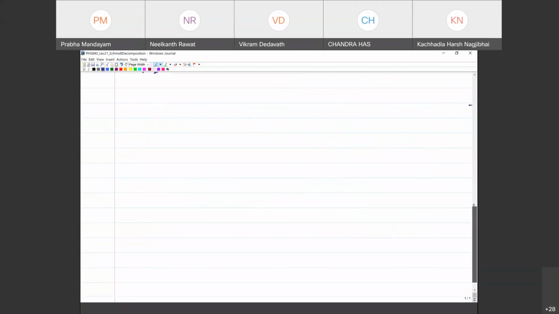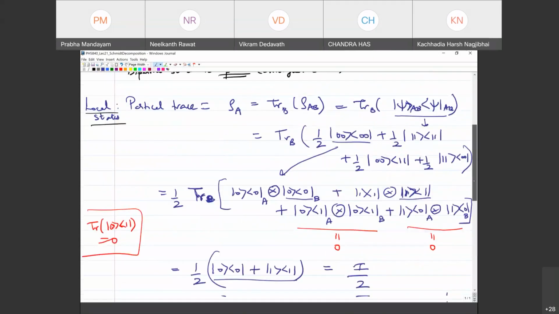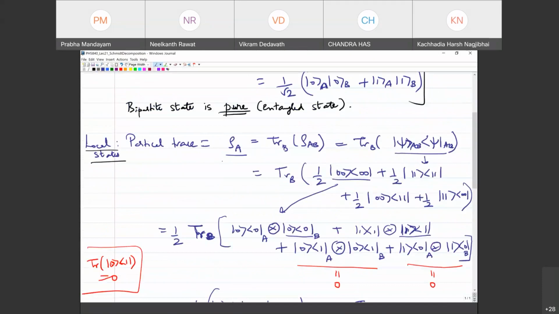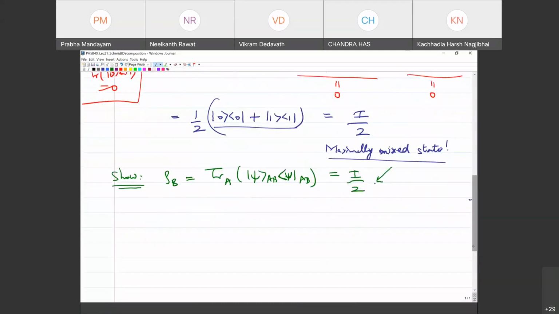So if you think about what has happened, of course, this is one of the reduced density matrices. This is the local state on A, the state on subsystem A. Similarly, one can show that the state on subsystem B, which is obtained by doing partial trace over A of this bipartite state psi AB, is also indeed identity by 2, which is also the maximally mixed state.